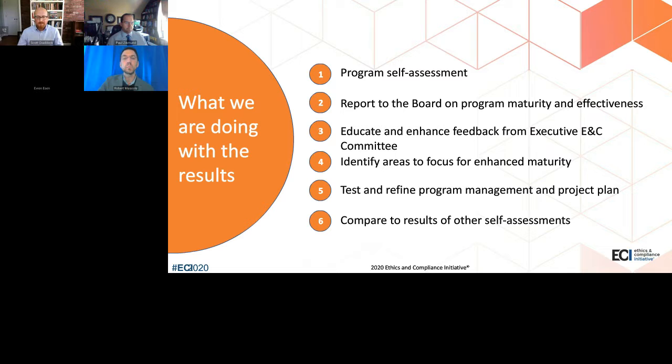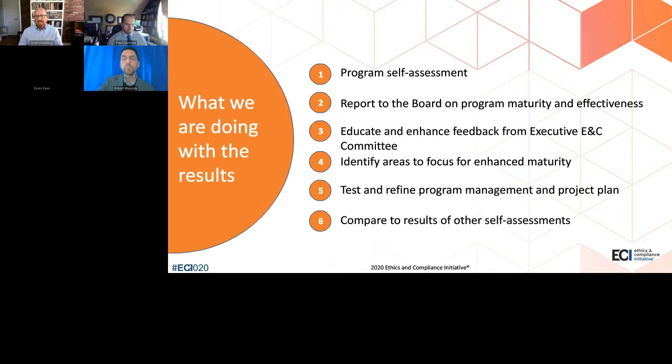So the other, as I mentioned earlier, is really educating and enhancing the feedback we get from our Ethics and Compliance Committee. We want that committee to be engaged. To be engaged, that committee has to understand what we're doing and why we're doing it. So again, I felt like participating in the assessment, then getting the report would be another way to educate and enhance feedback from that group. Obviously, as part of the assessment, we're identifying areas to focus on for enhanced maturity, and then testing and refining our program management and project plan. So we have those in place already.